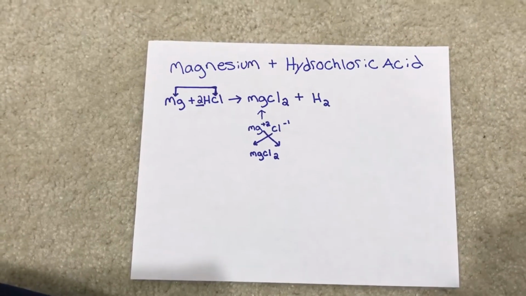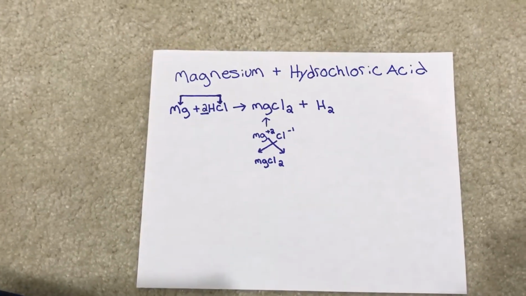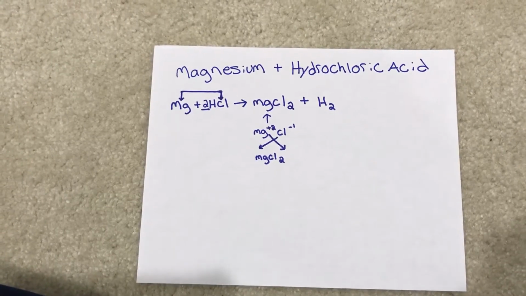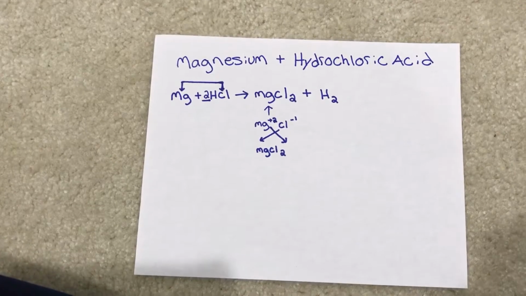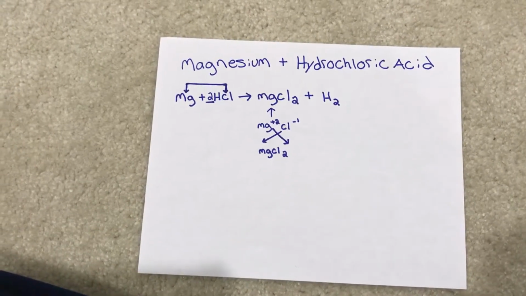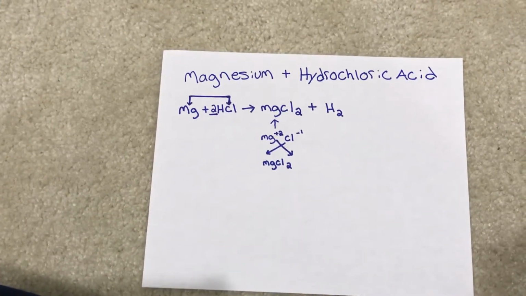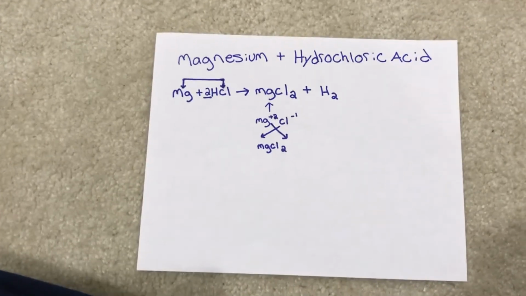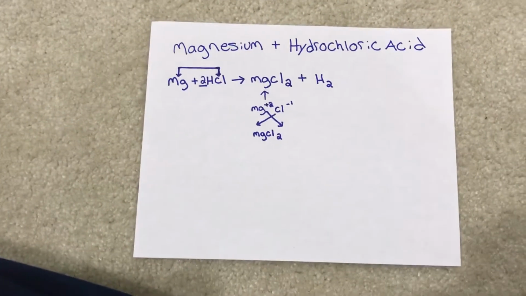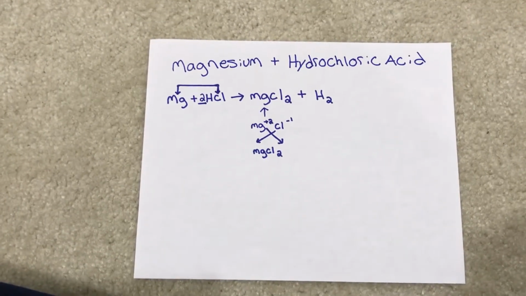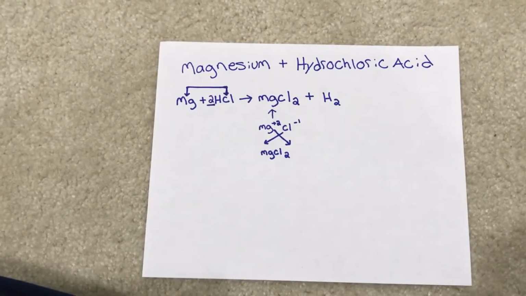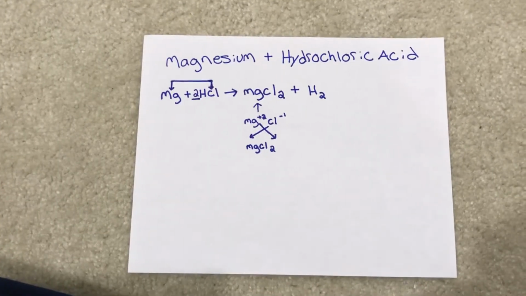However, this equation isn't balanced yet, so we have to put a 2 in front of the HCl on the left side, and that balances our hydrogens and our chlorines. We have 2 hydrogens on each side and 2 chlorines on each side. So the balanced equation reads magnesium plus 2 hydrochloric acids yields magnesium chloride plus hydrogen gas.